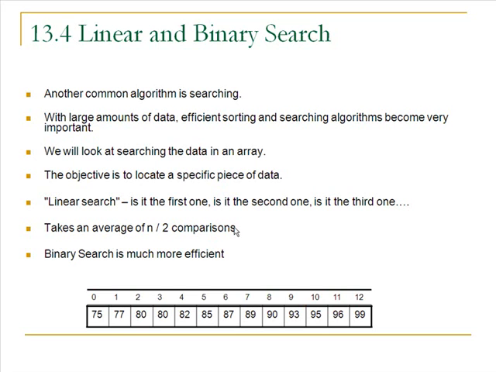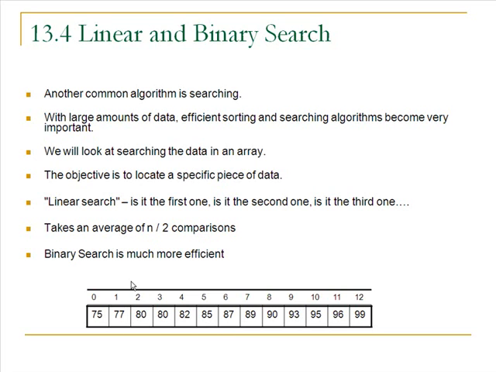A linear search, how long would it take? Suppose we were looking for the value 75. Well, it would take only one comparison to find 75 is at position 0. Suppose we were looking for the value 99. It would take 13 comparisons to find the value we were looking for. So a linear search, on average, you find what you're looking for when you've looked at half of the data, or n divided by 2 comparisons.